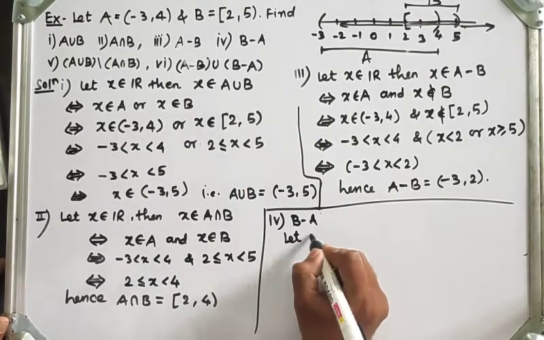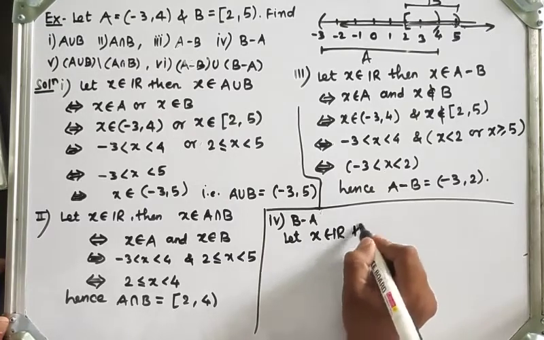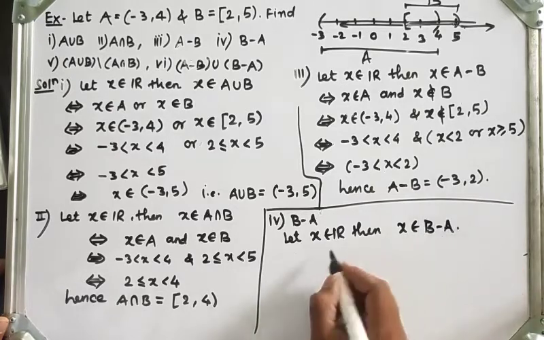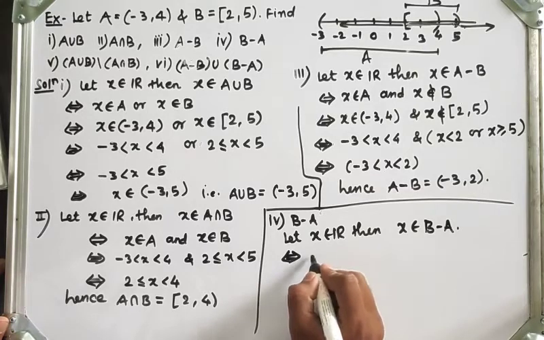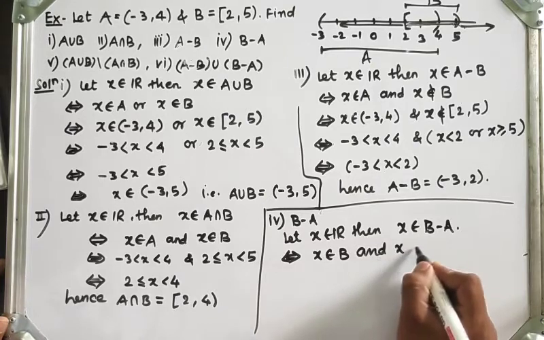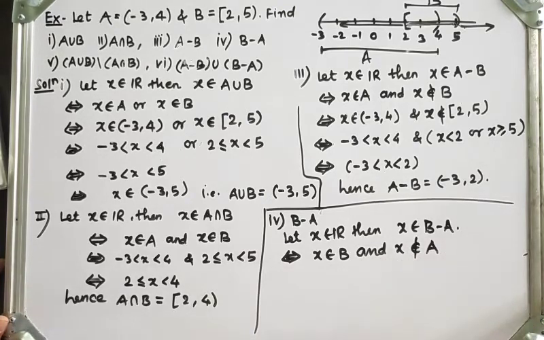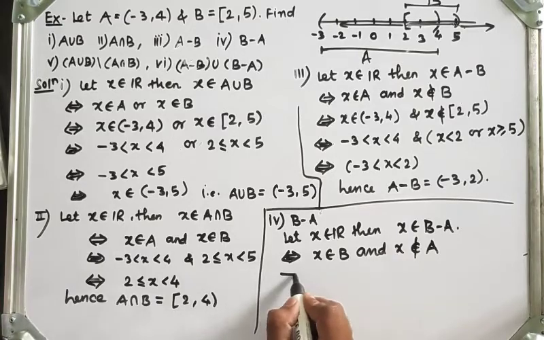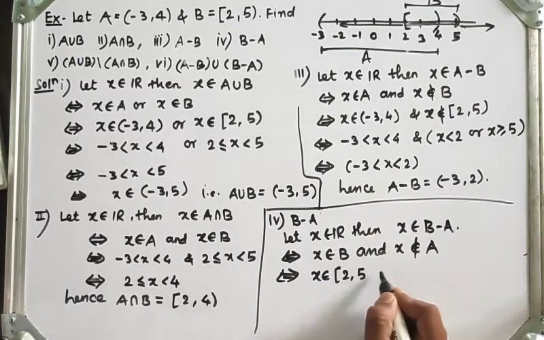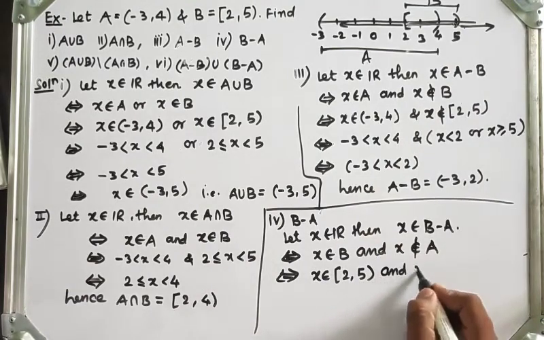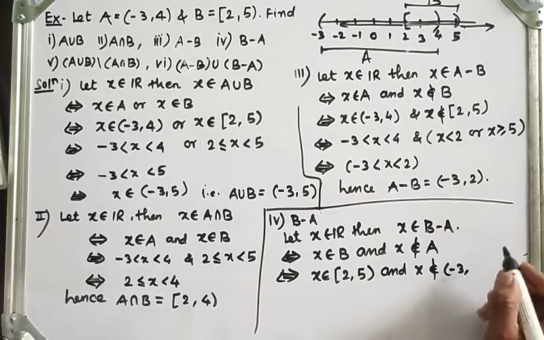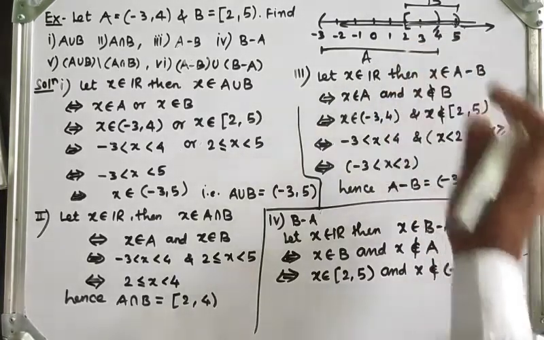Now let x belong to R. What is the definition of x belonging to b minus a? If and only if x belongs to b and x does not belong to a. That means x belongs to the closed interval 2 to open 5, and x does not belong to the open interval -3 to 4.